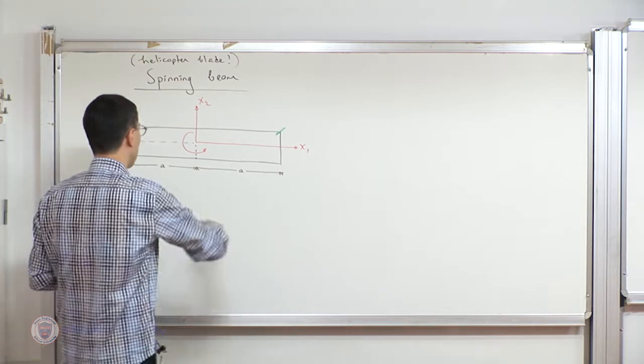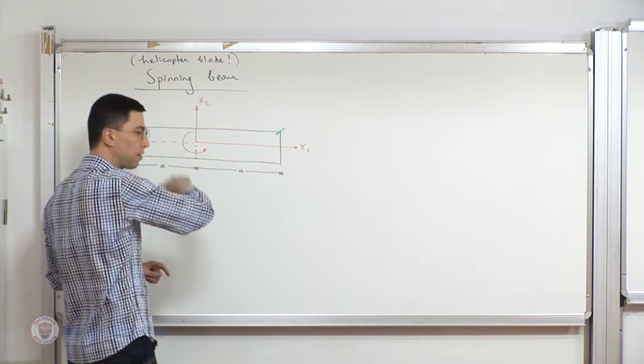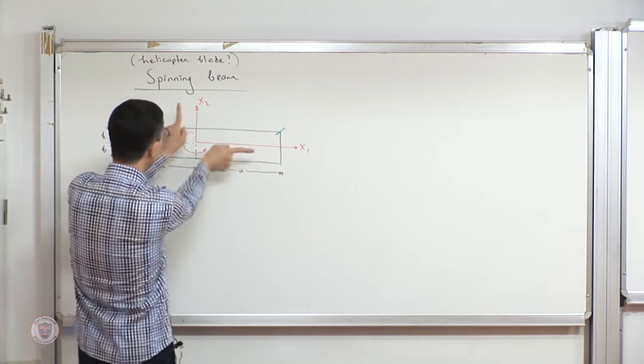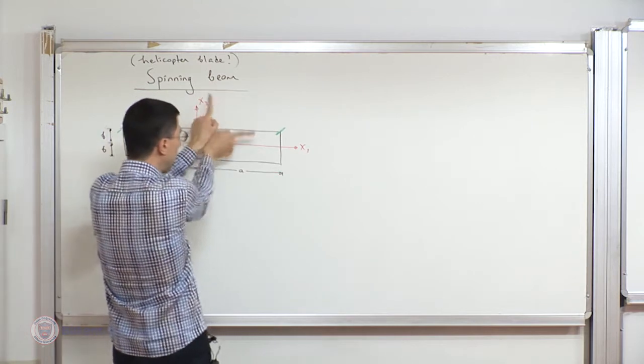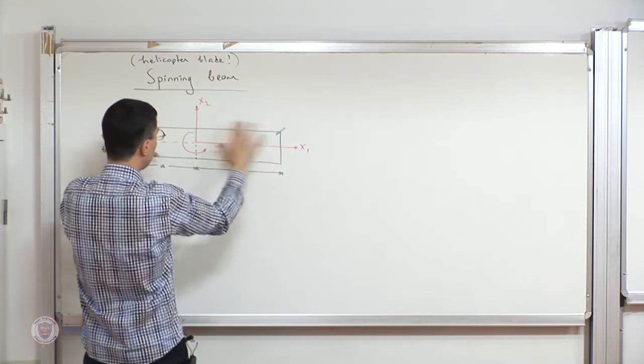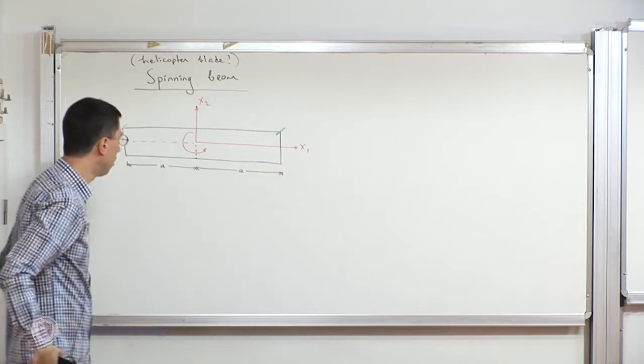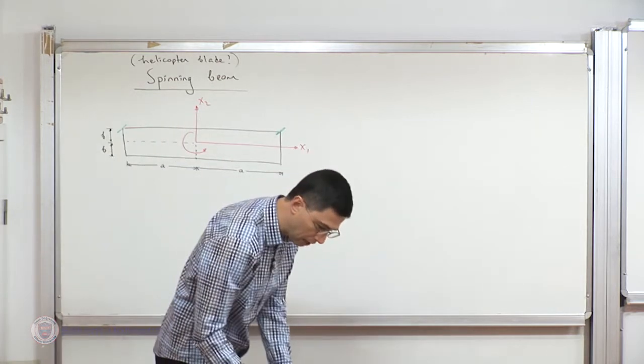Okay? So this is the way the rectangle is rotating. And these are coordinate systems. This is a coordinate system, if you like, that also rotates with the blade. Okay? And at this instance, this is the orientation of the blade that we're trying to analyze.